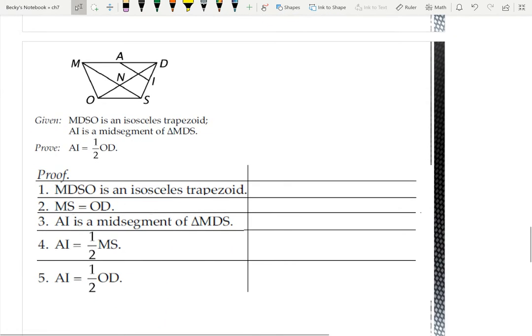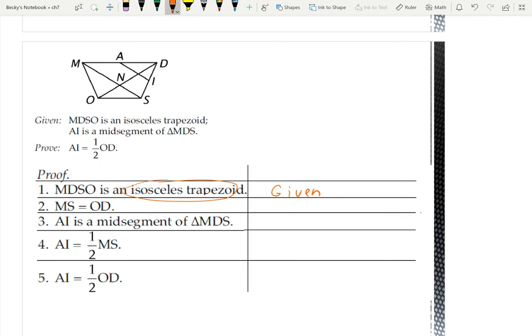All right, so we're going to finish this chapter up with 2 proofs. Those proofs seem to be what hangs everyone up. All right, so let's go through this together. We have MDSO. So we have this trapezoid, and it is isosceles. So when it tells me it is isosceles, I need to apply that information. Well, I first know that this first step is given.